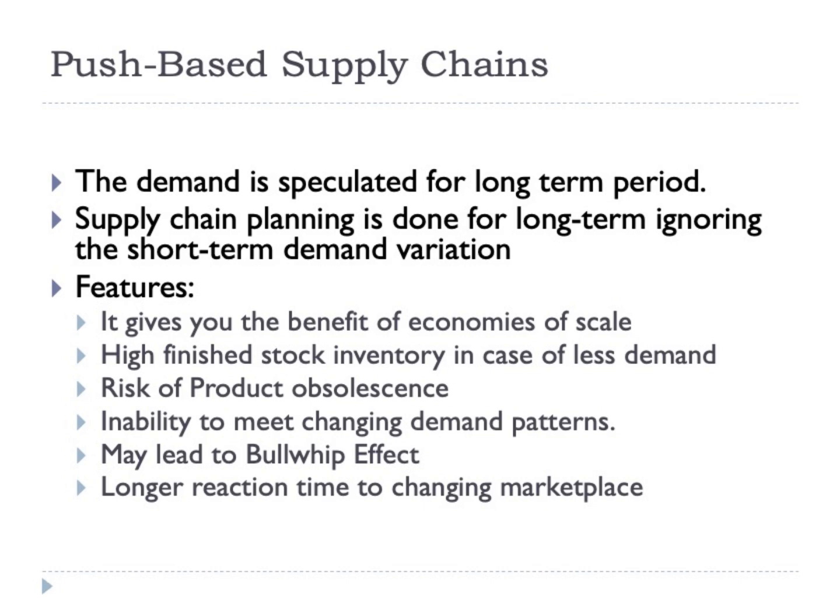This system is called a push-based supply chain, where the manufacturer pushes the product into the market at the lowest price, without understanding the market demand and variations possible over time. The characteristic of a push supply chain is lower prices of product, but it also has disadvantages like high finished stock inventory in case of less demand, risk of product obsolescence, and inability to meet changing demand patterns.